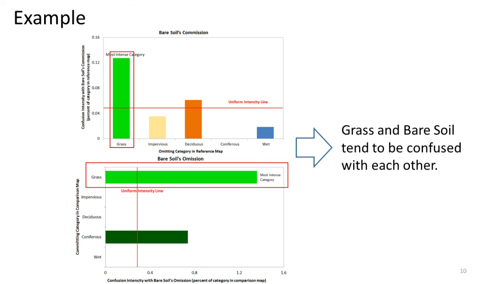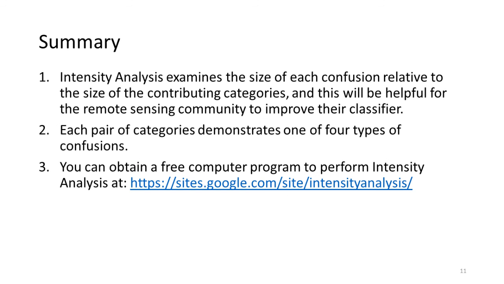other. To summarize our method, the advantage of using intensity analysis for error assessment is that we examine the size of each confusion relative to the size of each corresponding category, and we are able to find four detailed situations between each two categories and their internal relationships.